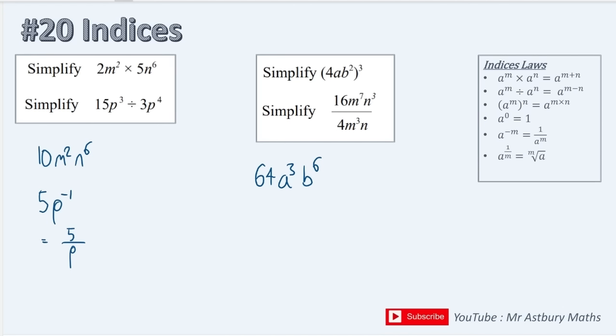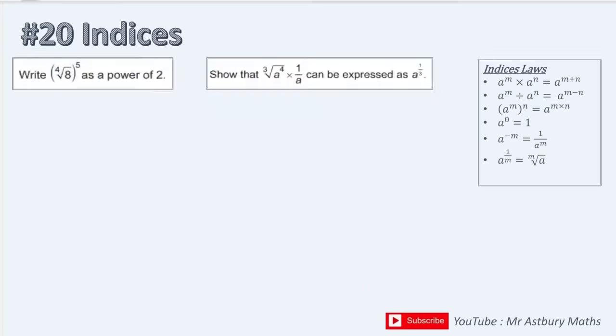Over here we're dividing, so we've got 16 divided by 4, which is 4. We've then got m to the 7 divided by m to the 3, and when we divide, we subtract the powers, so 7 minus 3 is 4. And then here we have m to the 3 over m to the 1, subtract the powers, give us m to the 2. Okay, we're up in the difficulty here.